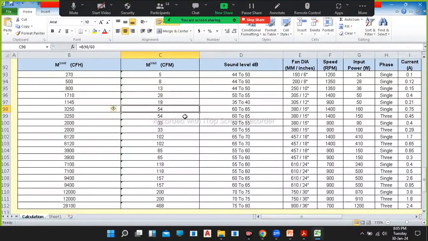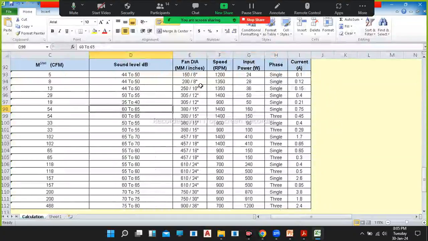When it takes 54 CFM, what is the sound level of that fan? 60 to 65 decibels. Then the fan diameter, in mm or inches, is 380 mm or 15 inches. Speed RPM is 1400. The power is 160 watt, and if it's single phase the current is 0.75 amps.